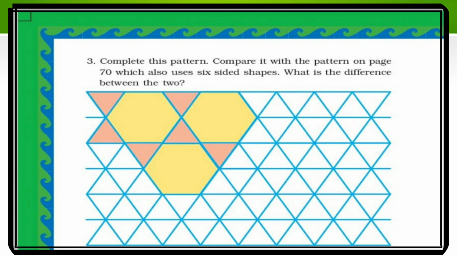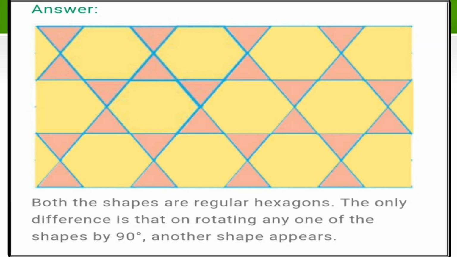What is the difference between the two? Both the shapes are regular hexagons. The only difference is that on rotating any one of the shapes by 90 degrees, the other shape appears.